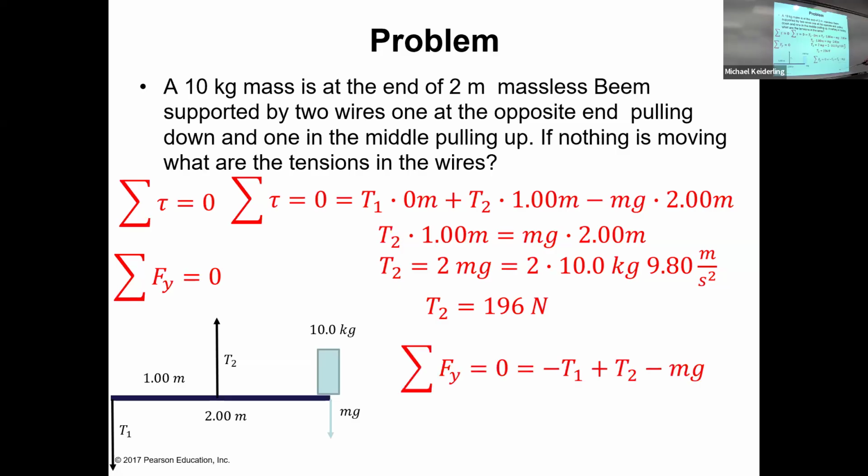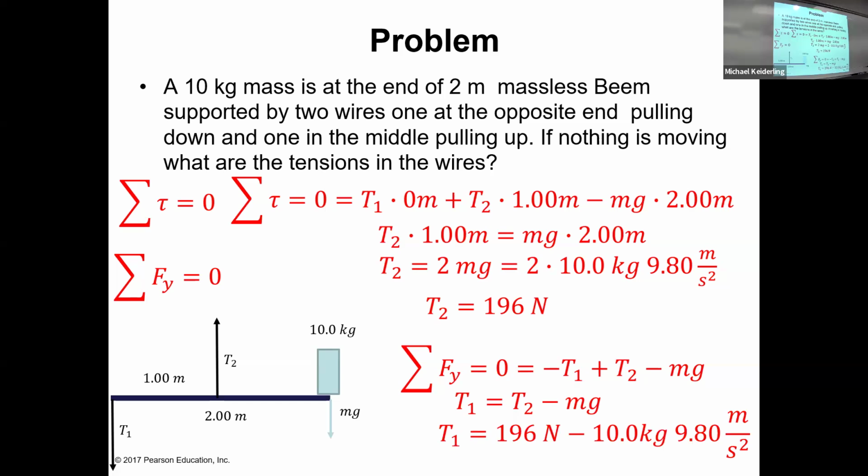Now let's find T1. Well, if the force is in the y direction, I have to add up to 0. T1 is downwards. So it's minus T1 plus T2 minus mg. So T1 equals T2 minus mg. So T1 is 196 newtons minus 10 kilograms times 9.8 meters per second squared, or 98 newtons. T1 is 98 newtons.